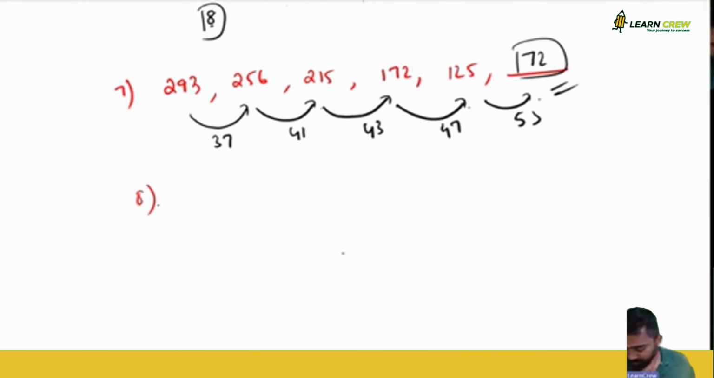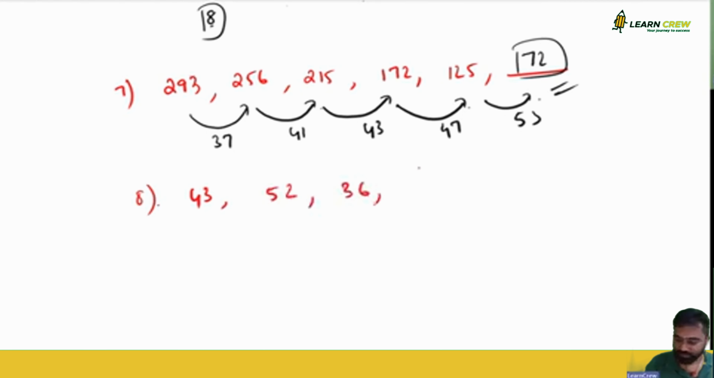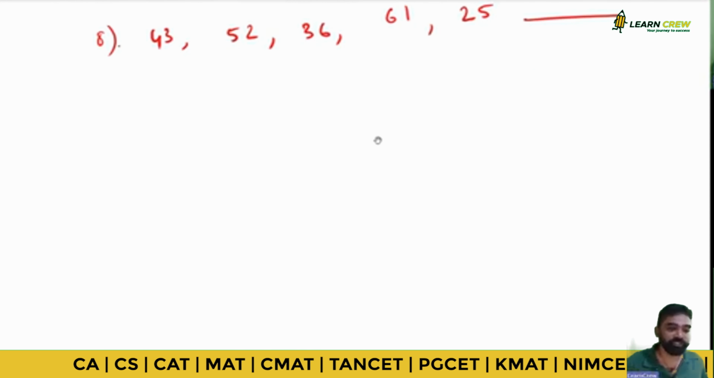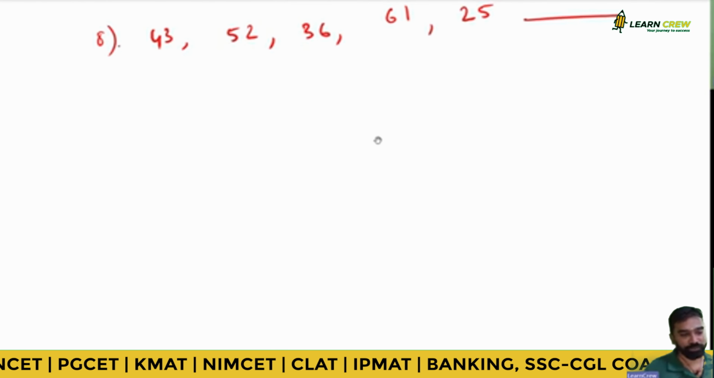Prime number series. Okay. Now let me get you into something more trickier. 43, 52, 36, 61, 25, blank. How will you solve?